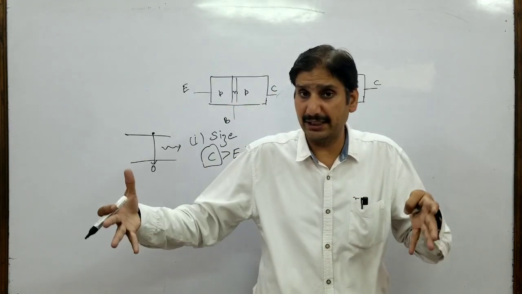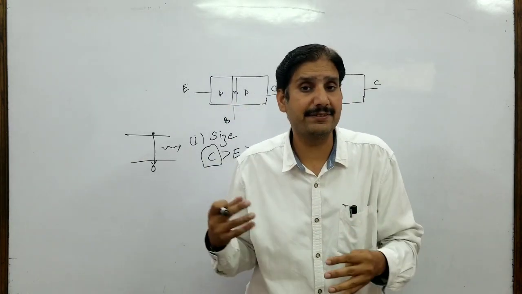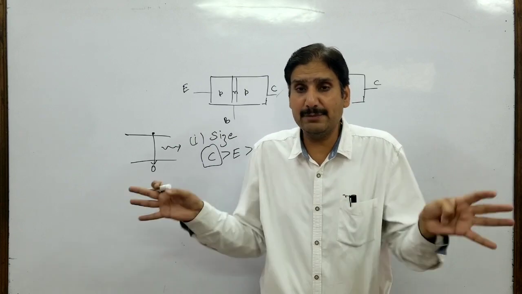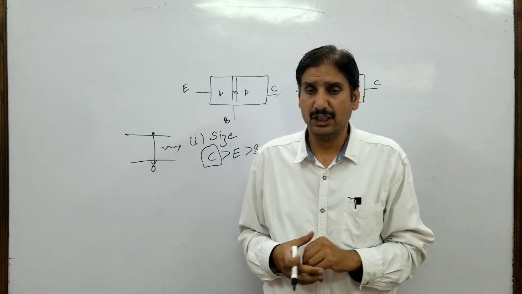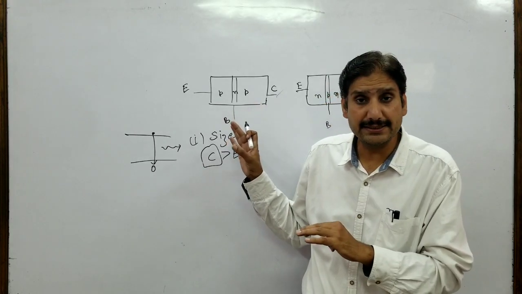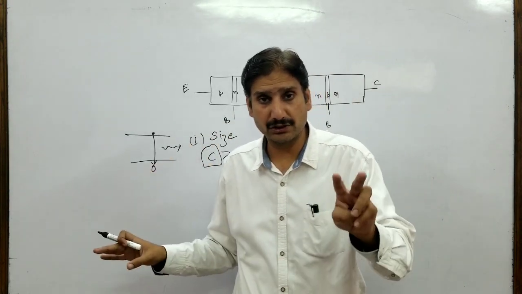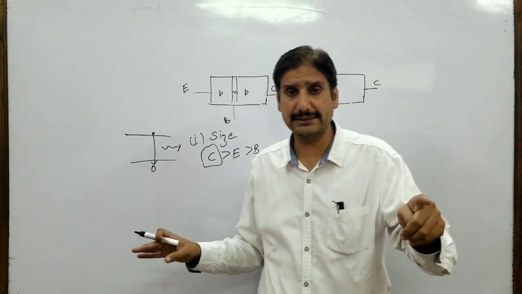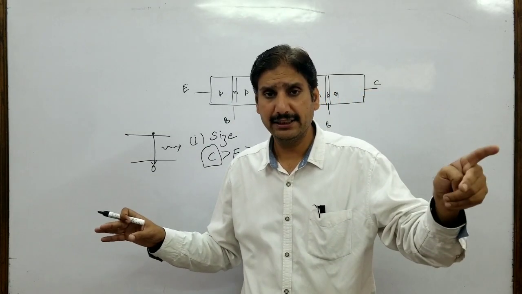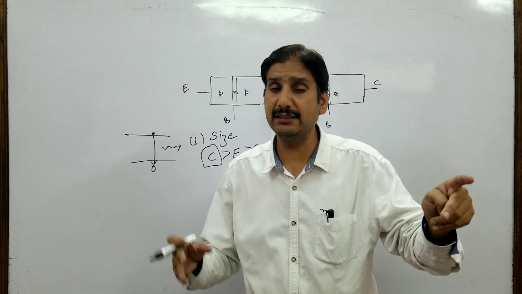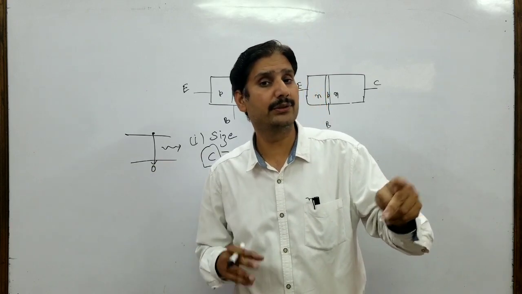If collector is bigger in size, it will have a larger surface area that will help it dissipate the heat which is being produced in the collector. So collector is bigger in size than emitter because of two reasons. Number one, it increases its charge carrier collection efficiency, and it helps in dissipating the heat produced in it due to electron hole neutralization.